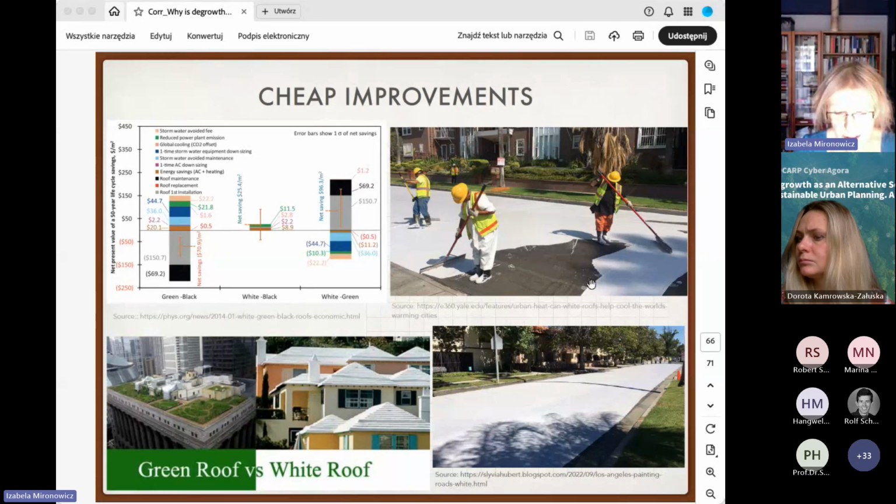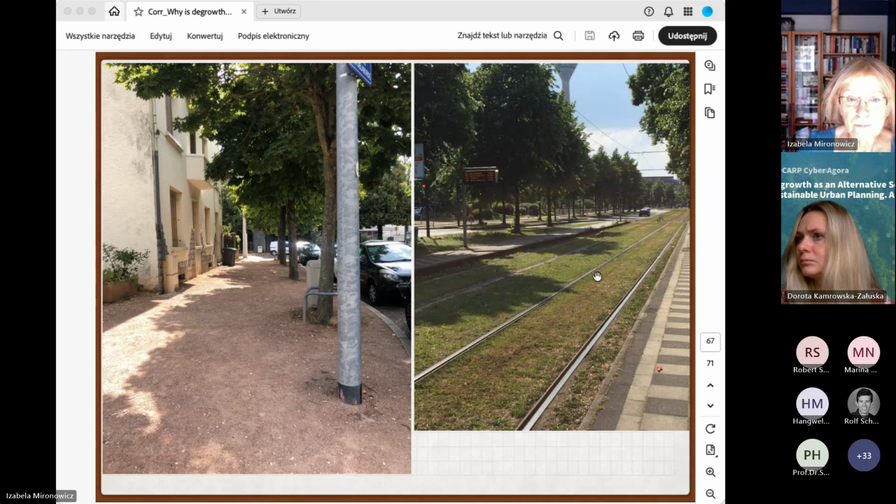In Los Angeles, they paint the streets white to lower the temperature. It is estimated actually that it reduces the temperature by 4 to 5 degrees. Worth it. The same goes for unsealing the surface. It doesn't need to be very expensive. Of course, it not only lowers the temperature, but it makes it easier for water to circulate.